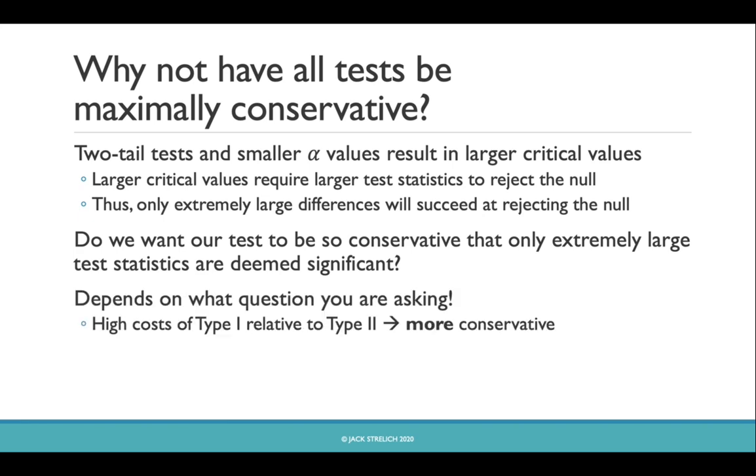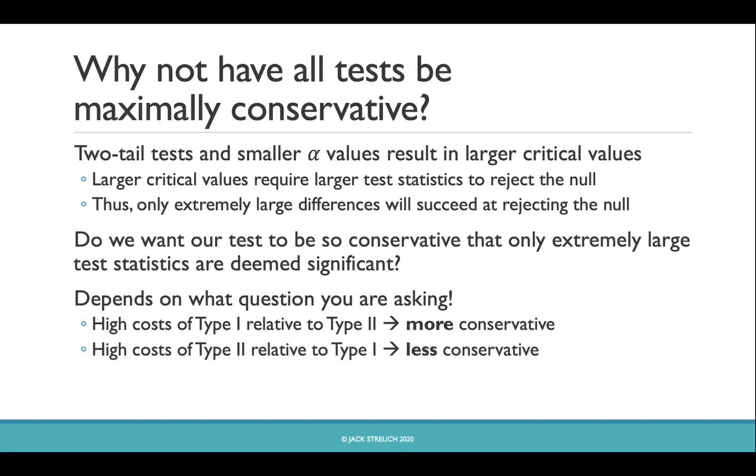If the real-world costs of type 1 errors are high relative to the cost of type 2 errors, then it's a good idea to use a more conservative test. For example, if you're trying to figure out whether a high-cost intervention, for example, surgery, is effective, we want to be very certain that it works, because the costs of mistakenly thinking that the surgery works when it actually doesn't are much higher than the costs of thinking that the surgery doesn't work when it actually does.